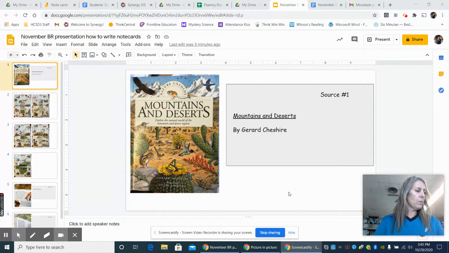So I'm asking you on your book report, the paper that I sent home in your bags, I also sent home notes. I would like to see at least 13 note cards. I know it says 12 on there, but your first note card is just going to have this. So the example I used is a book called Mountains and Deserts. So this is a really good nonfiction book.